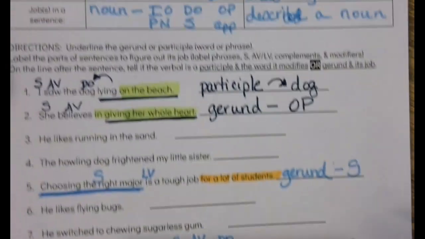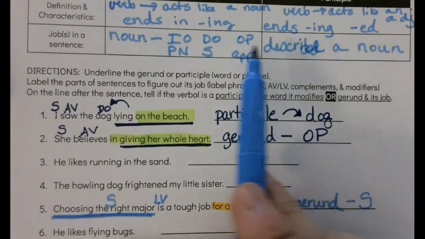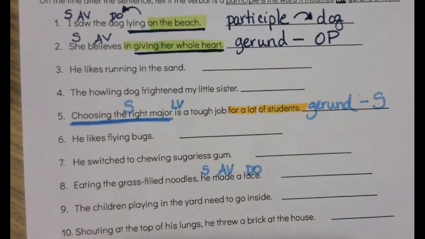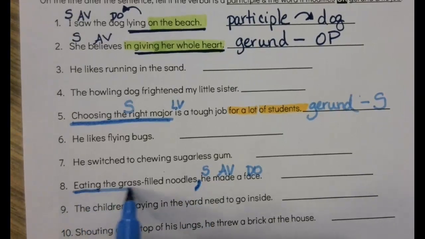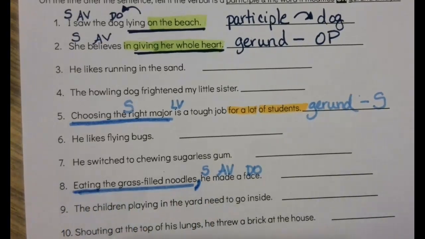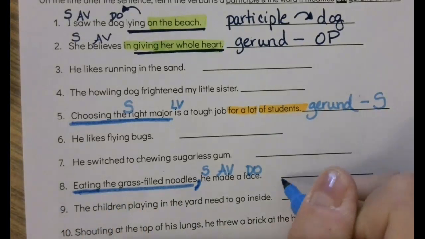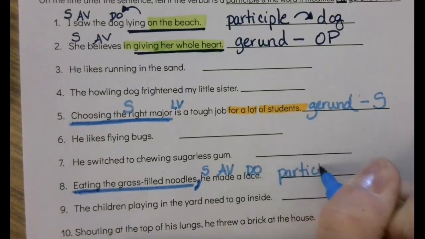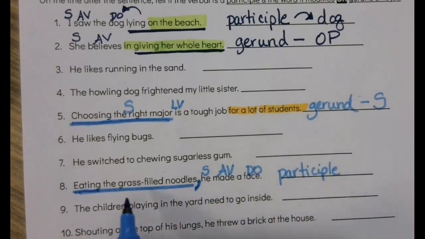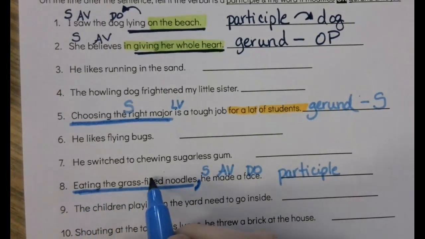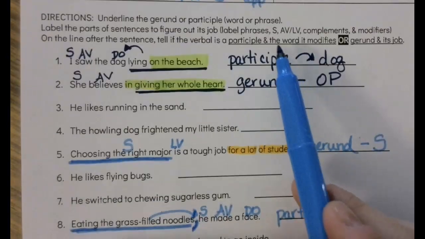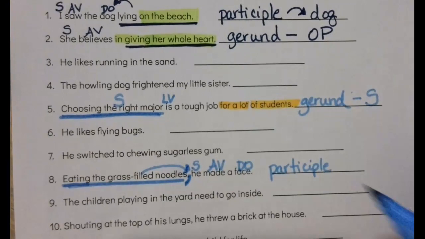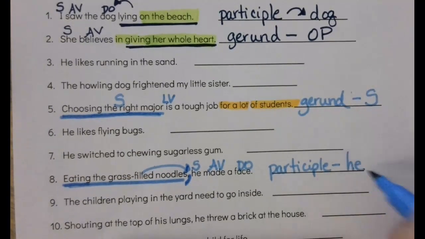Now I'm going to look for my verb that ends in ing or ed. And I see eating. And it's not just eating. It goes all the way to this comma. Eating the grass-filled noodles, and I know that a participle can be at the beginning of a sentence if it has a comma after it. And I have to think, if it's a participle, what's it describing? What is eating the grass-filled noodles? Well, he is eating the grass-filled noodles. So it says to tell me, if it's a participle, what word does it modify? It modifies the word he.